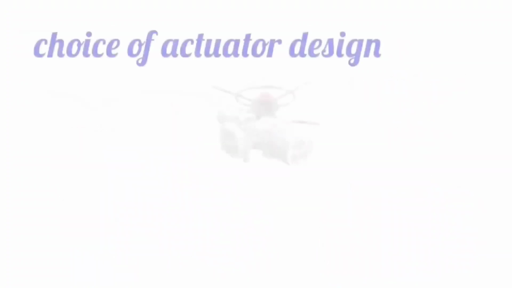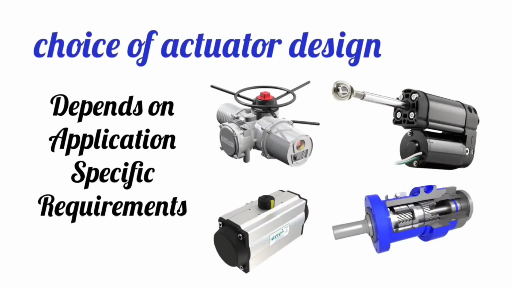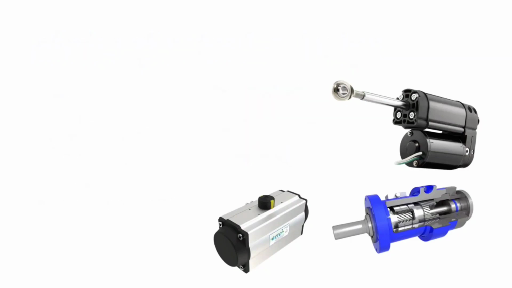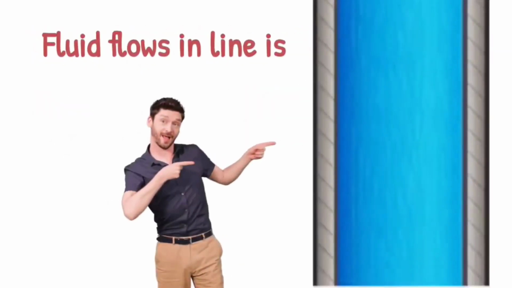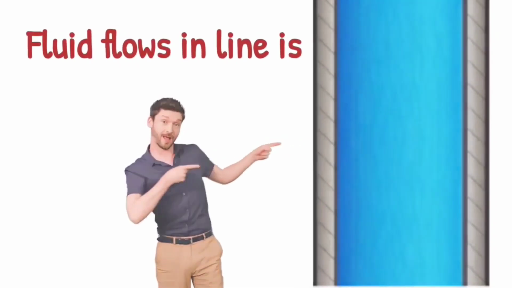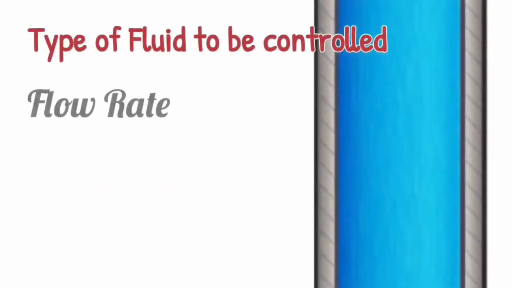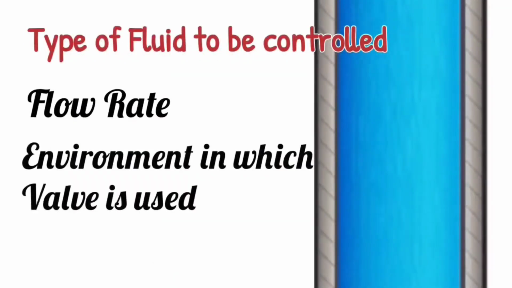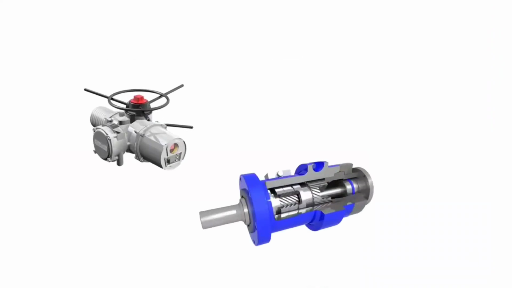The choice of actuator design depends on the specific requirements of the application, such as the type of fluid to be controlled. This means whether the fluid flowing in the line is liquid, steam, or gas, the flow rate, and the environment in which the valve is used. Apart from this, line pressure and line temperature also affect the actuator design.